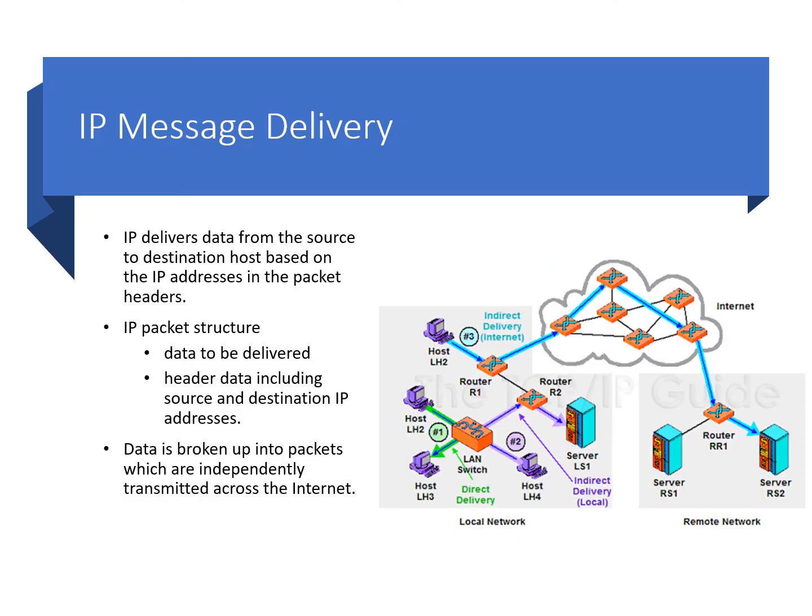So, when a browser or an application is armed with a destination IP address, it can start sending data across the network. IP has the task of delivering data from the source to the destination host based on the IP addresses in packet headers. IP defines a packet structure that contains the data to be delivered, along with header data including the source and destination IP addresses. Data sent by the application is then broken up into packets which are independently transmitted across the Internet.